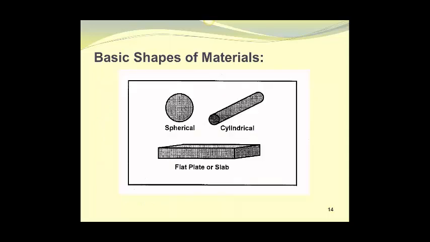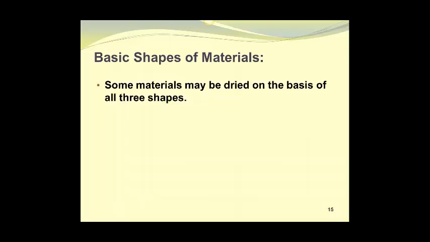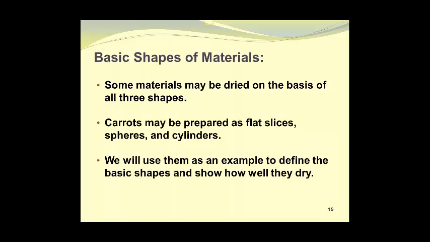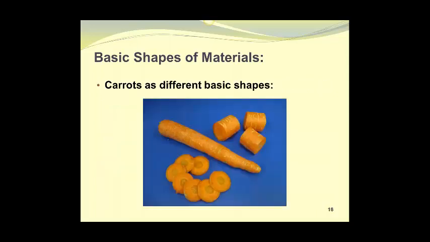In this diagram, we see spheres represented in the upper left. Cylinders are shown by the diagram in the upper right, and flat plates or slabs are shown across the bottom of the diagram. Some materials may be dried on the basis of all three shapes. Carrots may be prepared as flat slices, spheres, and cylinders. We will use them as an example to define the basic shapes and show how well they dry.